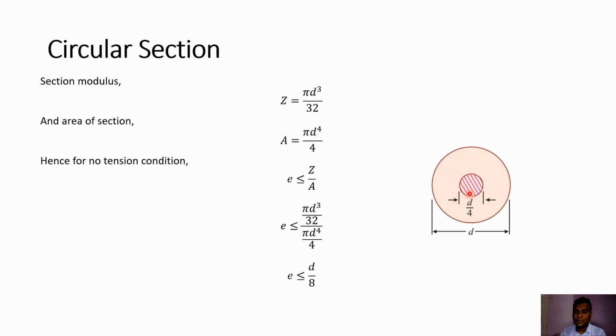So for circular cross section, e should be less than or equal to d by 8, meaning when we are locating the region, the diameter of that particular region, which is circular in nature, should be equal to d by 4 in this case. Now similarly, we can establish the core of section for hollow rectangular cross section, and for hollow circular section also. Thank you.